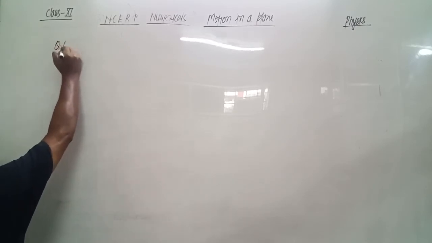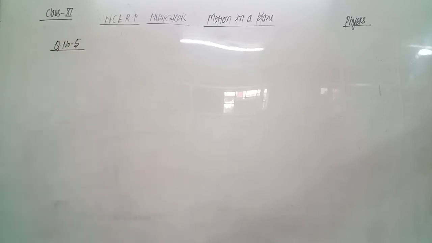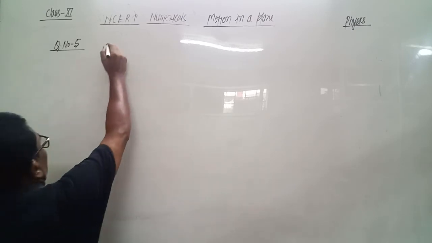Now the next question, question number 5. Read each statement carefully and state with reason if it is true or false. The statement is: the magnitude of a vector is always a scalar.